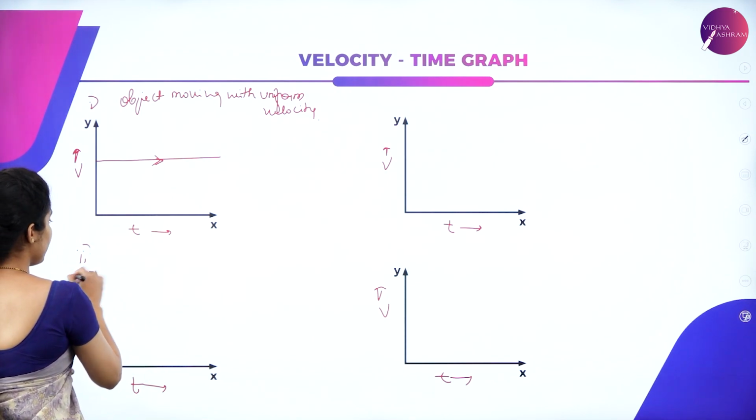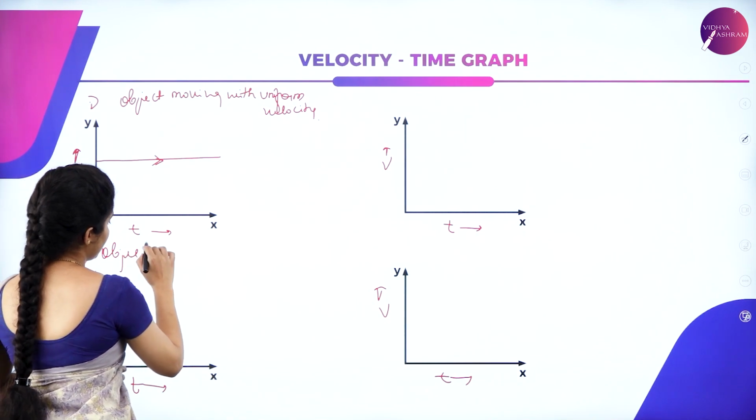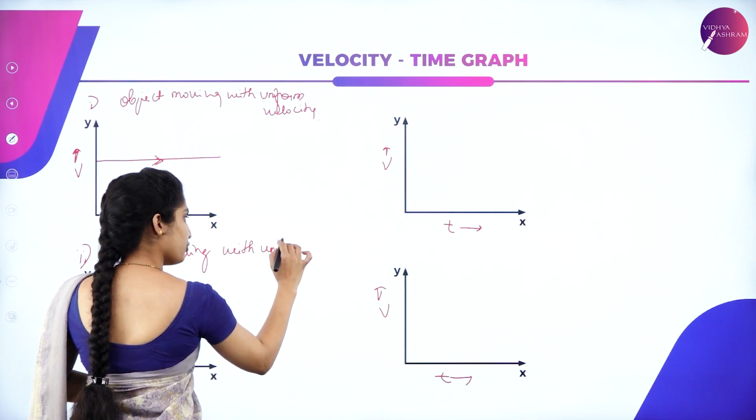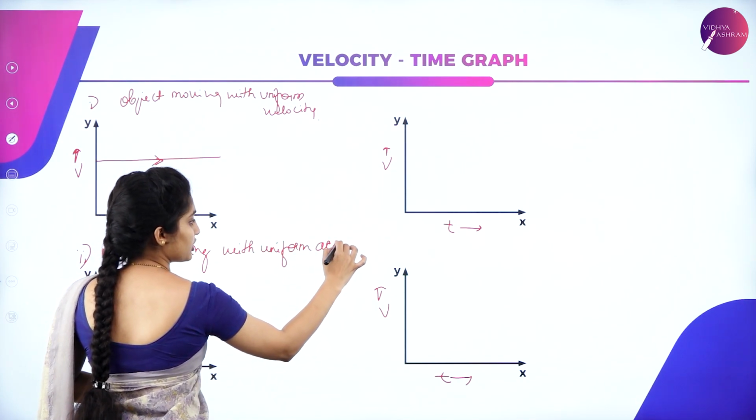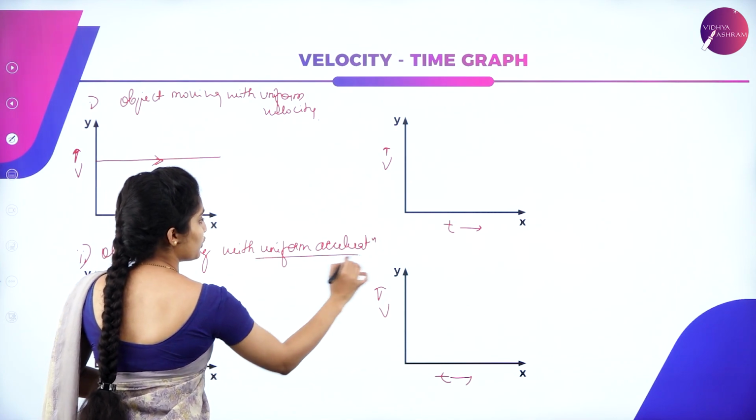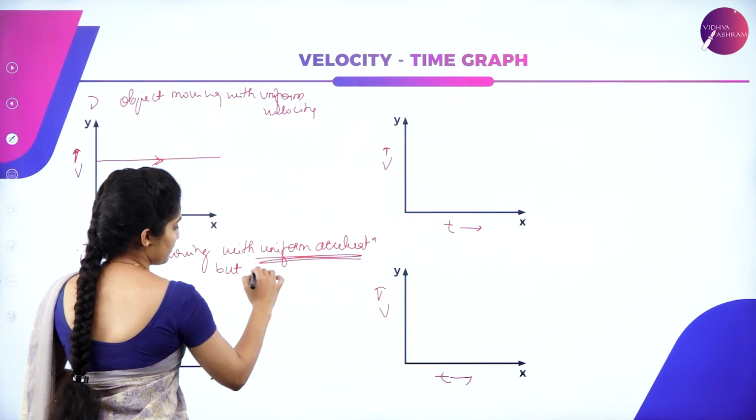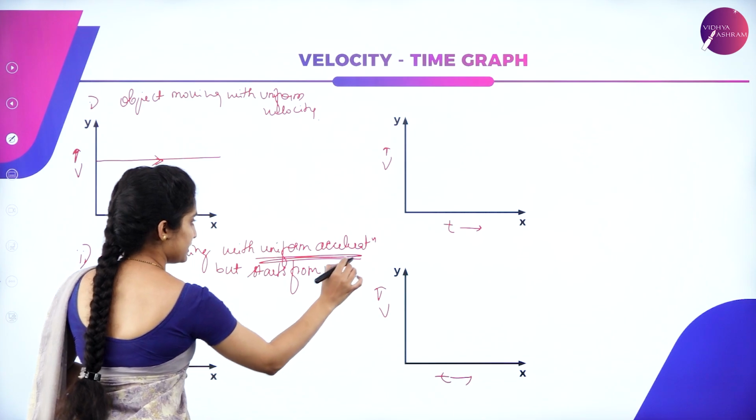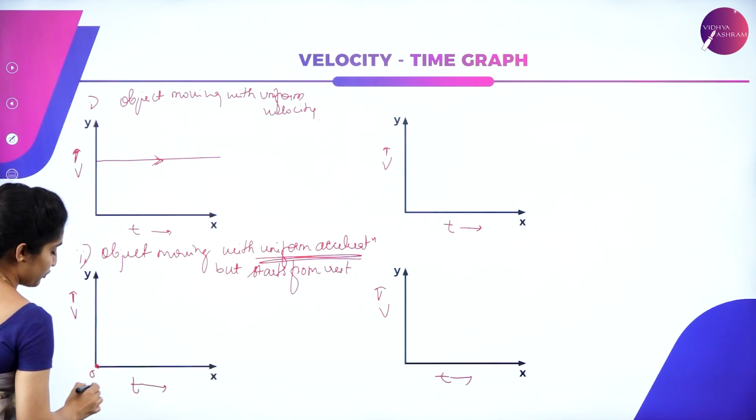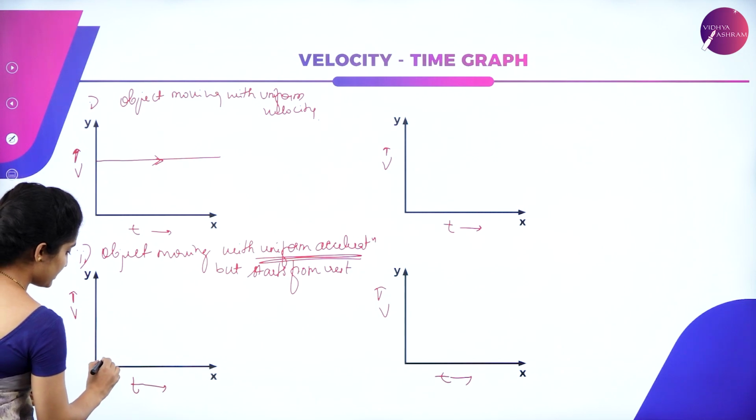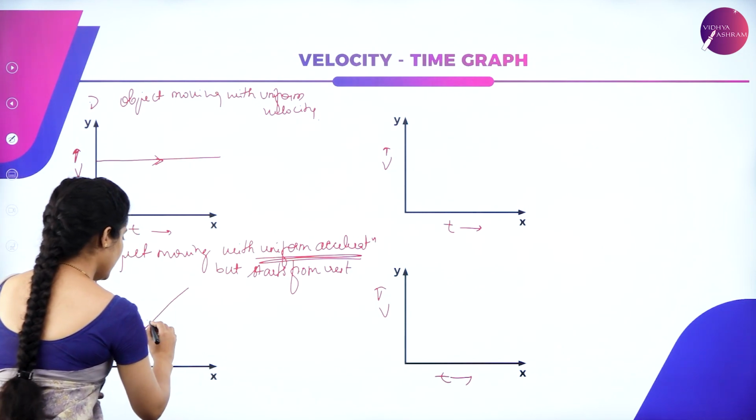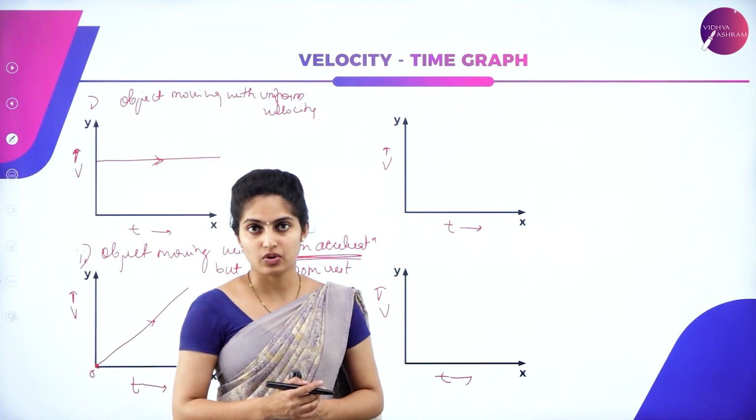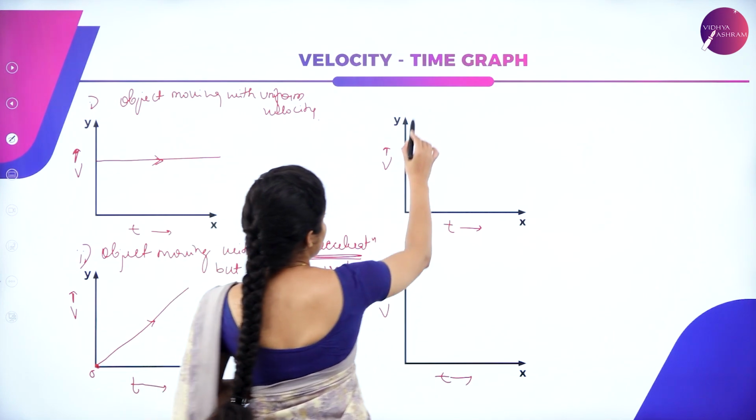And next, the second one, we go to object moving with uniform acceleration. Remember, this is not uniform velocity, it is uniform acceleration, but starts from rest. When it starts from rest, it starts from the origin point from here. Uniform acceleration means each time there is equal increase in velocity, which means this undergoes uniform acceleration.